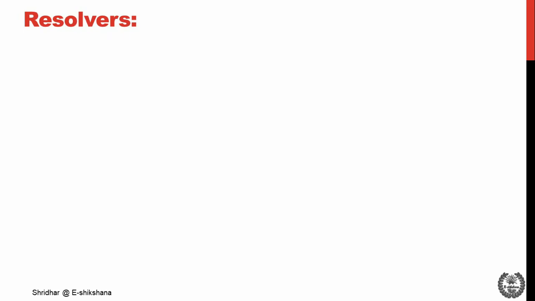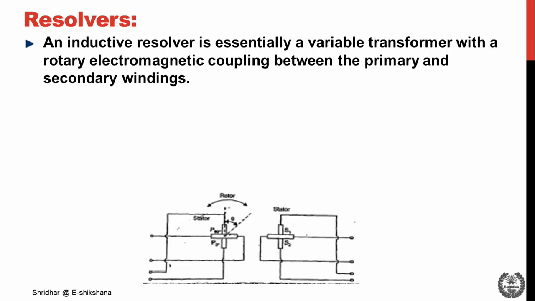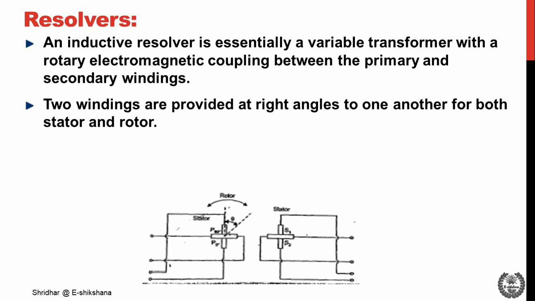Next, we'll discuss the resolvers. The construction is shown in the diagram. The inductive resolver is essentially a variable transformer with rotary electromagnetic coupling between the primary and secondary windings. In a typical angle position resolver, windings are provided at right angles to one another for both stator and rotor.